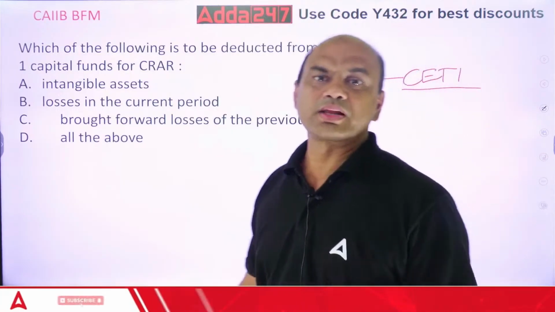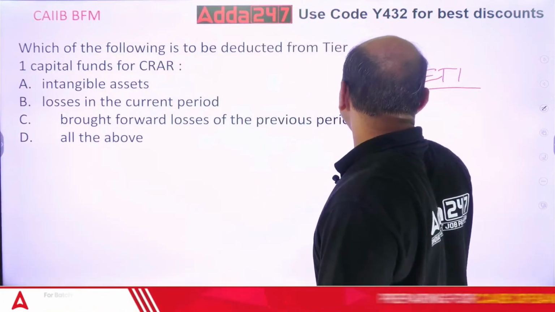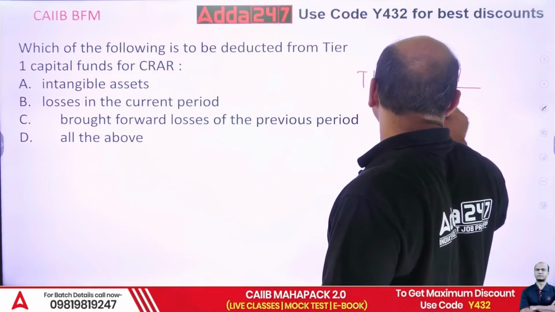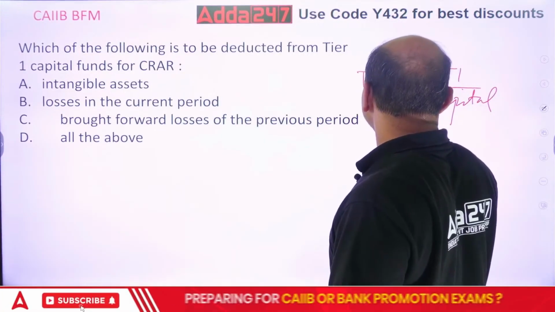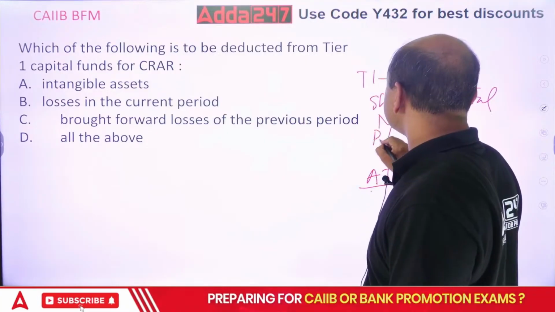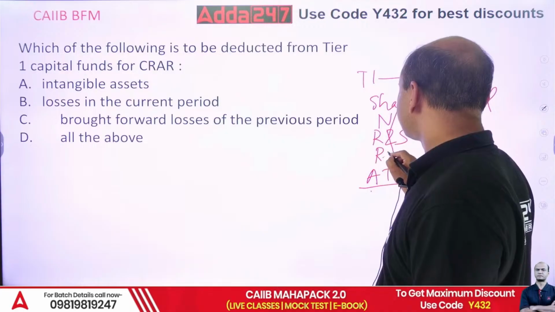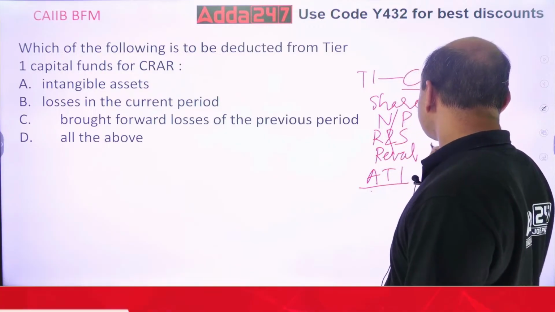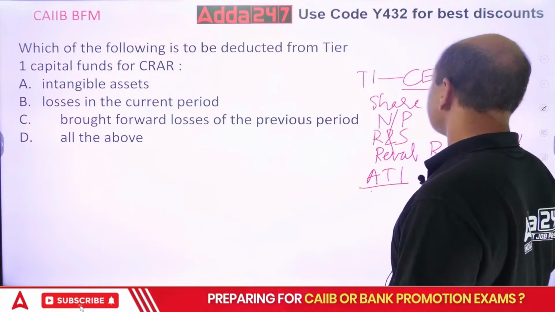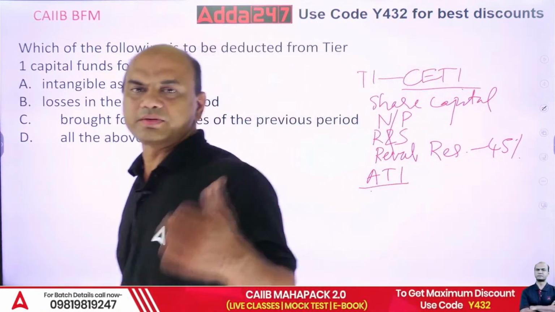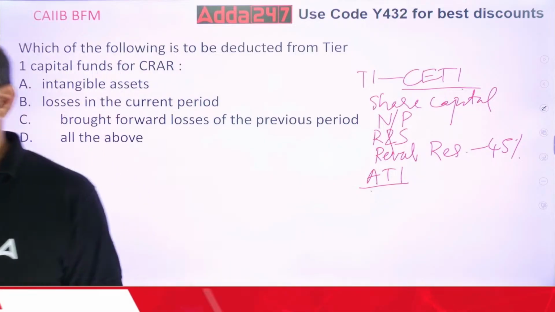CET1 consists of four parts. Share capital. Second is net profit. Third is reserves and surplus, R&S. And fourth one is revaluation reserves. These are taken at 45%. This is a part of your CET1.